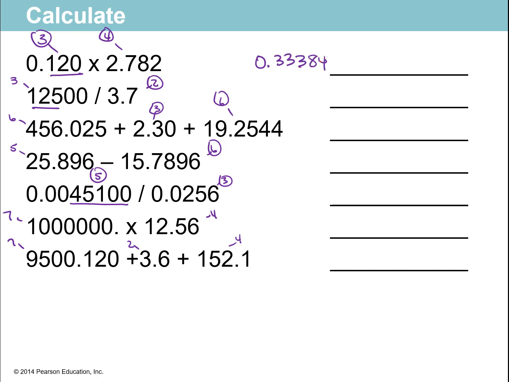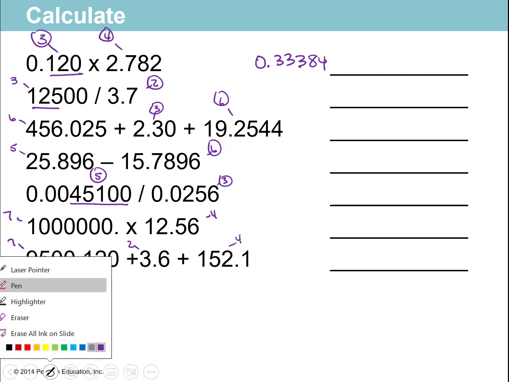0.33384. Got 84? Okay, so how many significant figures are in that answer? How many are there now? 5, right? So in 0.33384, the 0 out front is not significant. So there's 5. Can it have 5? No, it can only have 3. So the rule with multiplication and division: I've got to round it to the smallest number of significant figures in my problem. So I've got to round this to 3.